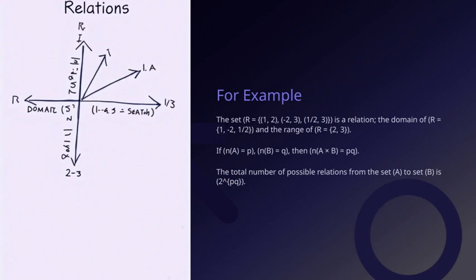If n(A) = p and n(B) = q, then the number of elements in the Cartesian product A × B is pq. Now consider this example. The set R = {(1, 2), (-2, 3), (1, 2, 3)}. This set R is a relation because it connects elements from one set to another.